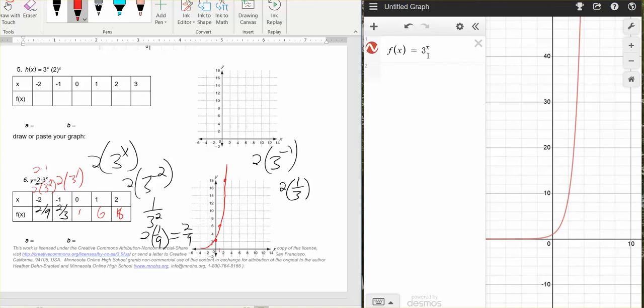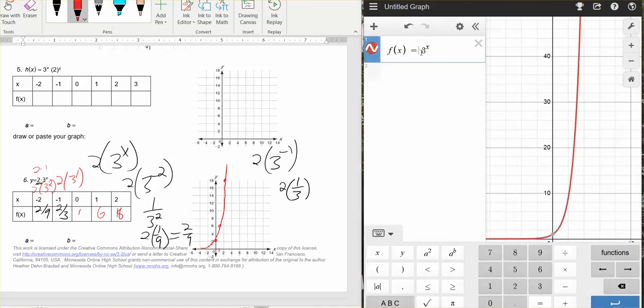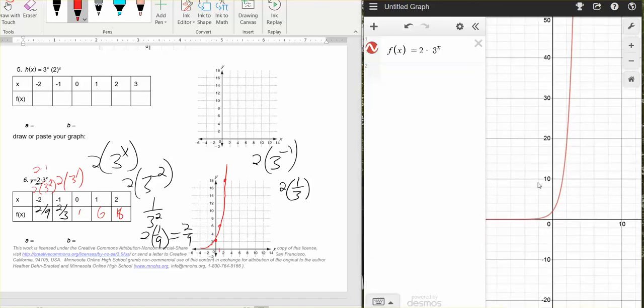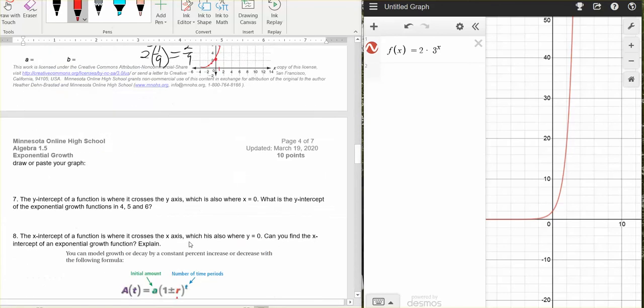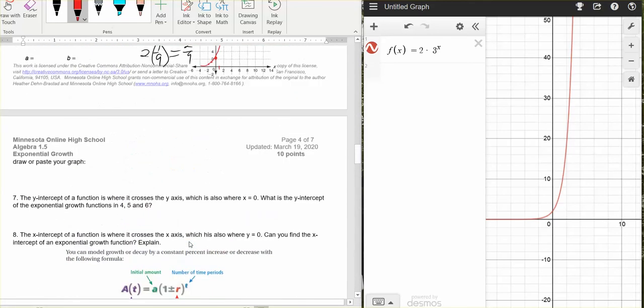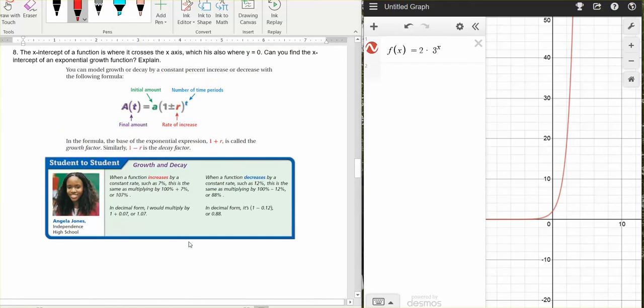So this would be the same exact problem I had before, except 2 times at the beginning. And you can see how that changes your graph. It goes up, spreads it out just a little bit more. Alright, so now we're going to go down to solving. You have a couple questions to answer there, and now we're going to look at exponential growth or decay problems, word problems.